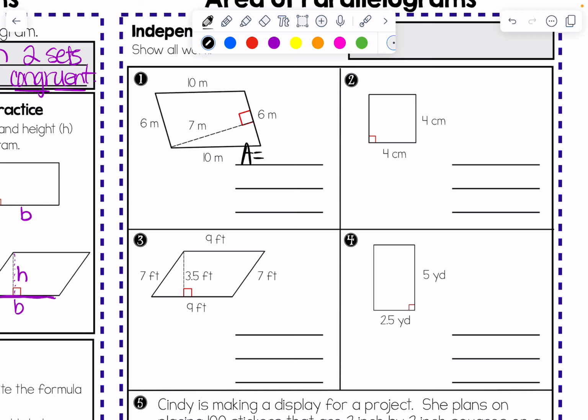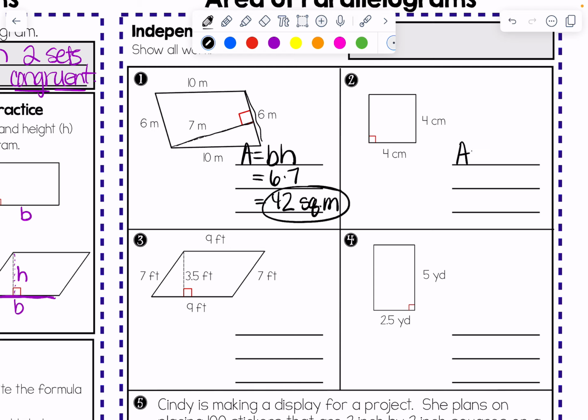Okay, so on this first one, number 1, always start with your formula. A is equal to base times height. Base and height are perpendicular to each other. They form that right angle. So when I see the measurements that form a right angle, that's going to be the 6 and the 7. So I'm going to multiply 6 times 7, and I'm going to end up getting 42 square meters as my final answer.